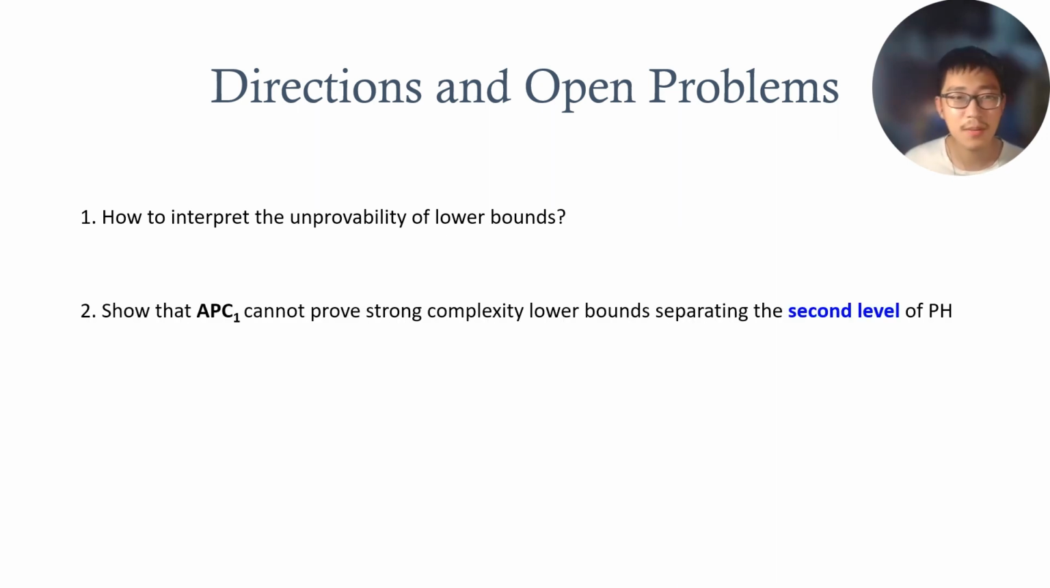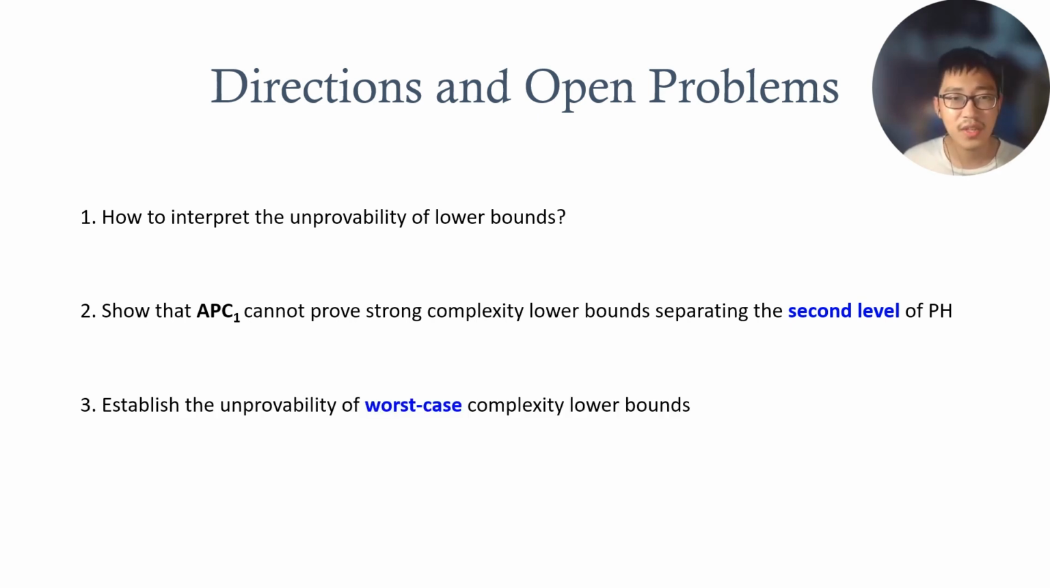The second question is, can we show that APC_1 cannot prove strong complexity lower bounds separating the second level of the polynomial time hierarchy? It seems that there is some redundancy if we move up to the third level, and we wonder whether we can reduce the result to the second level of the polynomial time hierarchy. And finally, can we establish the unprovability of worst-case complexity lower bounds? This may be a hard problem, but we don't have any evidence for the hardness yet.